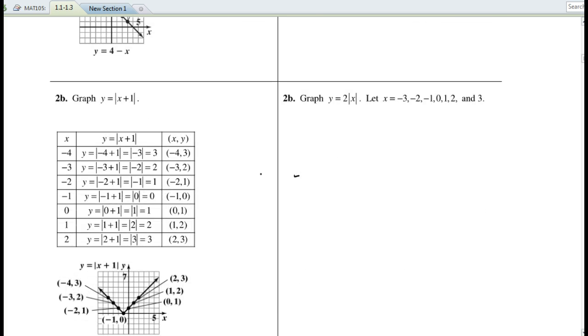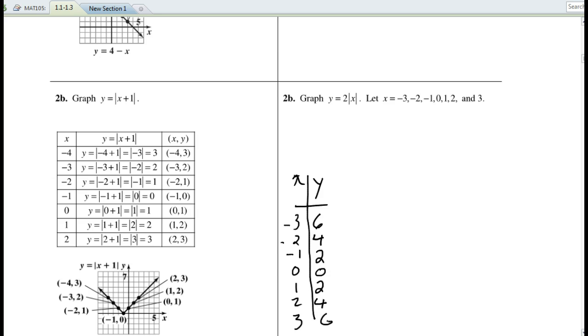Very similar exercise coming up. So let's make a table of values, x, y. This one's actually pretty easy because the x values we're going to plug in are still negative 3 to positive 3. But the formula is a little easier because we have 2 times absolute value of x. So we just do twice the positive value. So this will be 6, this will be 4, 2 times positive 1 is 2, 0, 2, 4, and 6.